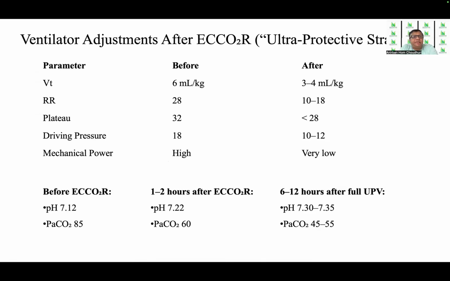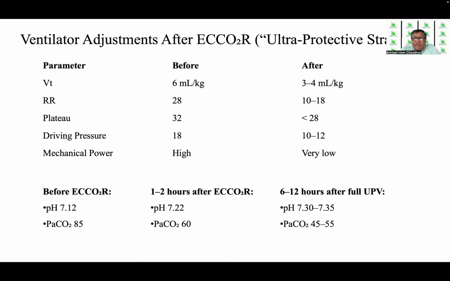If you look at the ventilatory adjustments after ECCO2R, which is applying the ultra-protective strategy parameters, the tidal volume, which was 6 mL per kg before, can be reduced to 3 to 4 mL per kg. The respiratory rate comes down from 28 to 10 to 18. The plateau pressure comes from 32 to below 28. The driving pressure comes down from 18 to below 10 to 12. The mechanical power, which was high, becomes very low. Before ECCO2R, 1 to 2 hours before, the pH was 7.12. After 2 hours, it becomes 7.22.